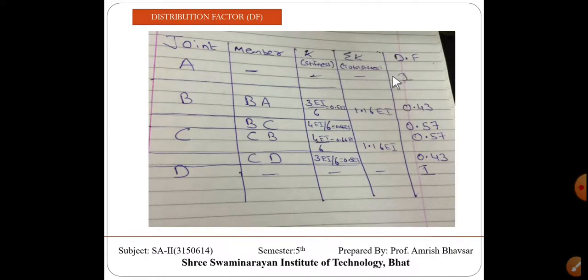Now for the distribution factor we have to take K upon sigma K, that we discussed. So K upon sigma K is 0.43 and 0.57. So at B joint we will get the distribution factor. At C joint it is the same, C to B and C to D. C to B is continuous, so take 4 EI upon L, and C to D is simply supported, so it is taken as 3 EI upon L. Again we sum these two and we will get the distribution factor. At D it is a simple support, so we will get 1 as the distribution factor. So this table is important for us.